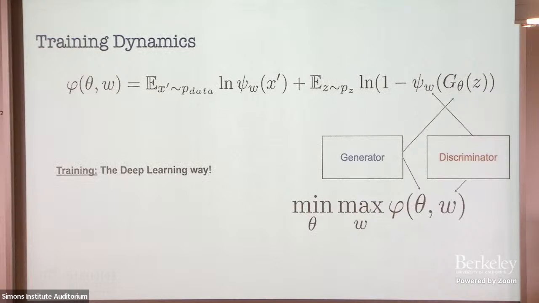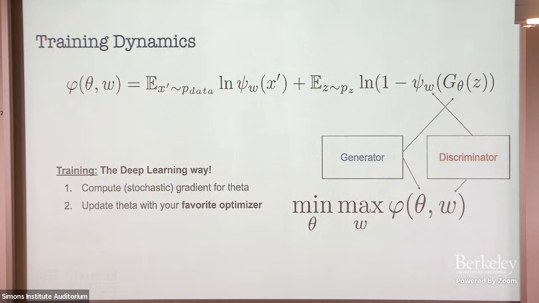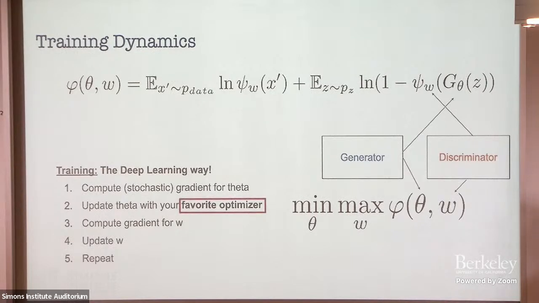And so how do we solve this? How have people solved this in practice? Basically, at the beginning, at least, they solved it the deep learning way. So they just computed the stochastic gradient for theta, updated theta with their favorite optimizer, computed the stochastic gradient for omega, updated omega, and so on, and repeated. And the main thing I want to focus on today is this idea that you have to pick an optimizer. And there is a huge discrepancy between when you use, for instance, standard stochastic gradient descent and when you use other optimizers such as Adam.